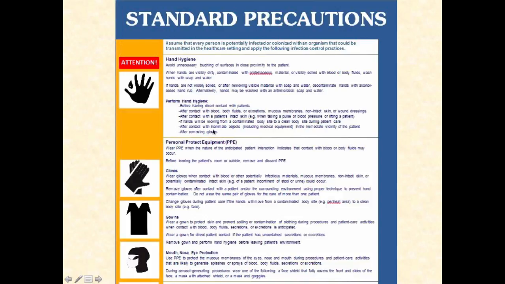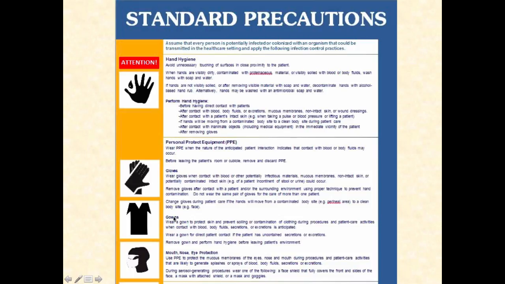Additionally, we have the use of what we call PPE, or personal protection equipment, and they include things like gloves, gowns, mouth, nose, and eye protection. So under standard precautions, we are using gloves if our hands are going to come in contact with blood or any bodily fluids. Okay? Whether we're assuming everyone has the disease that's transmissible, so if we're going to come in contact with blood or bodily fluids, we're going to use gloves always.